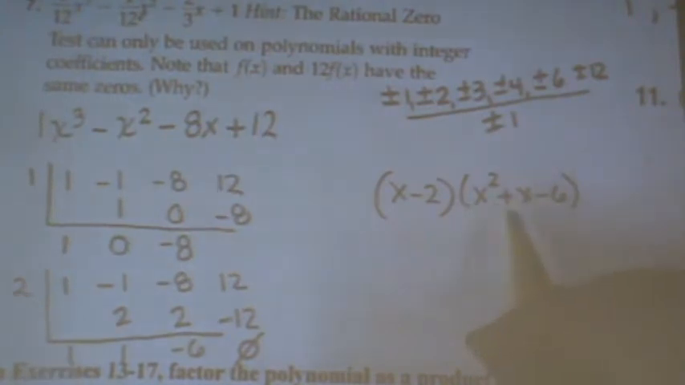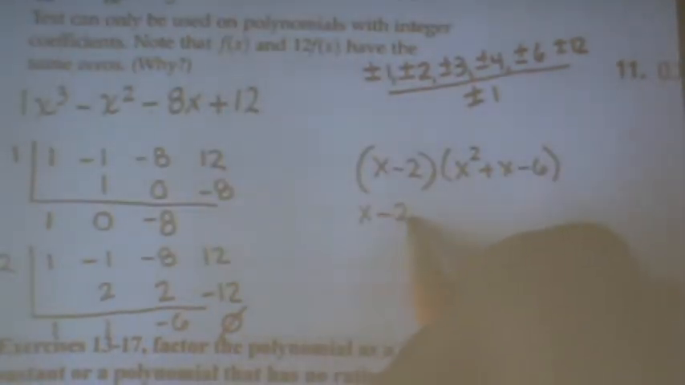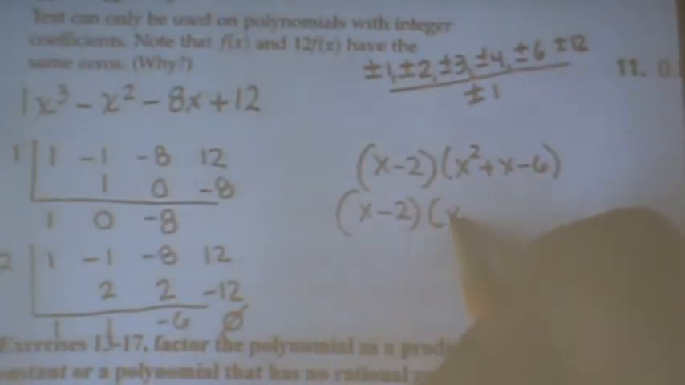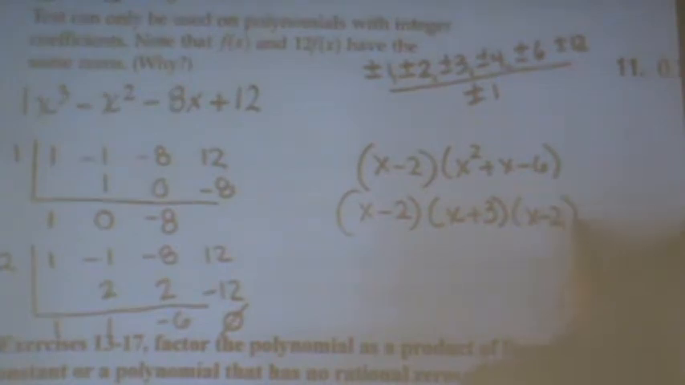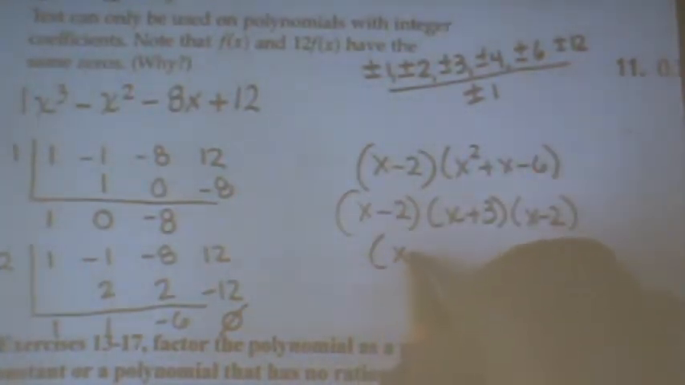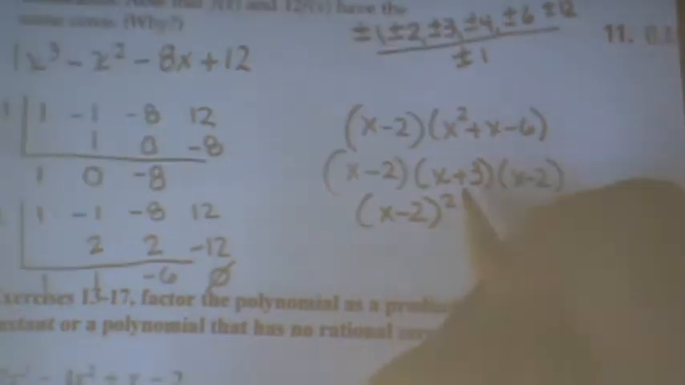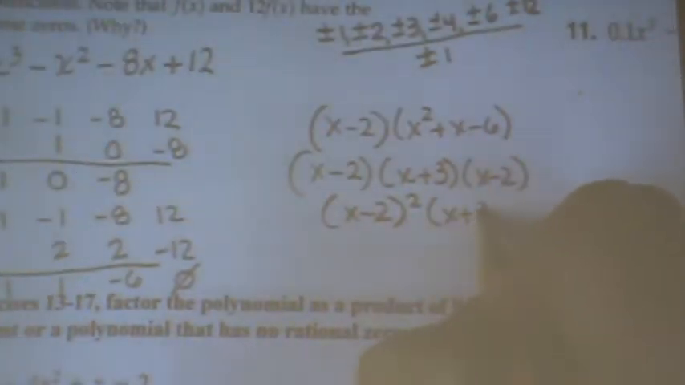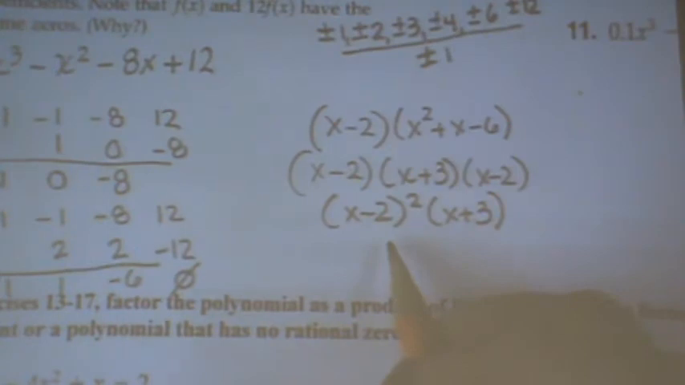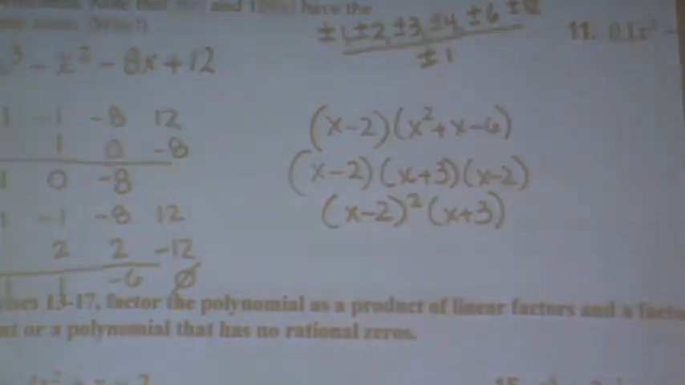And then down here you have x squared plus x minus 6. And you can finish by simply factoring it. You get x plus 3 and x minus 2. So your zeros are 2, which is twice, and you can factor this by squaring it, x minus 2 squared and then x plus 3. But your rational zeros are 2 and -3.